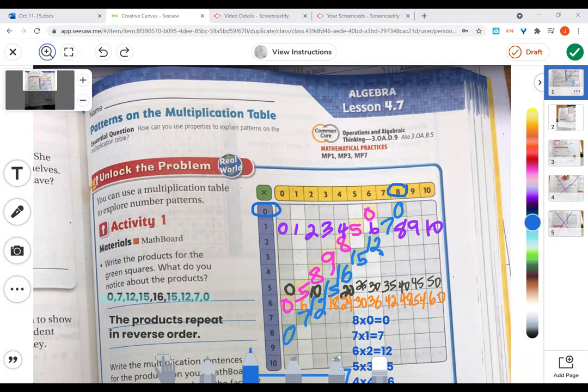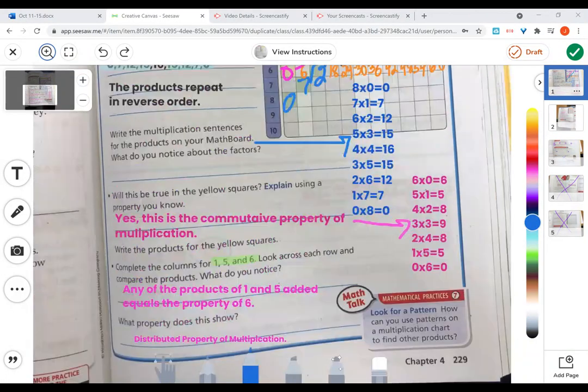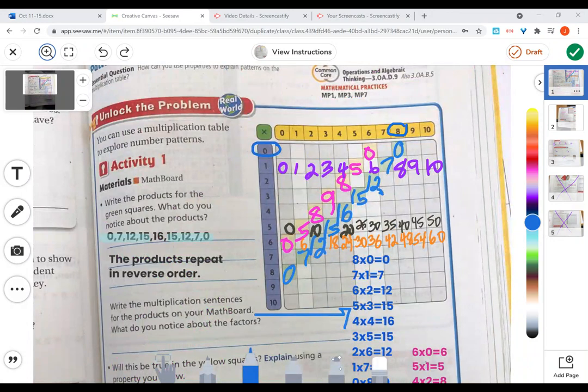Hey Zoe, so this is 4.7. We're starting on page 229. And when you look at this particular activity, you're going to see that this is a very incomplete multiplication chart.